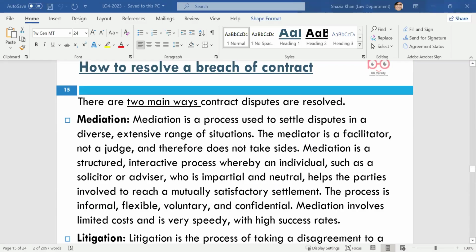So there are two main ways to resolve that. The first one being mediation, which is a process where a neutral third party comes in. Now, this third party doesn't know anything about the situation, and they help facilitate discussions between the parties to assist them in finding common ground and coming to a settlement.